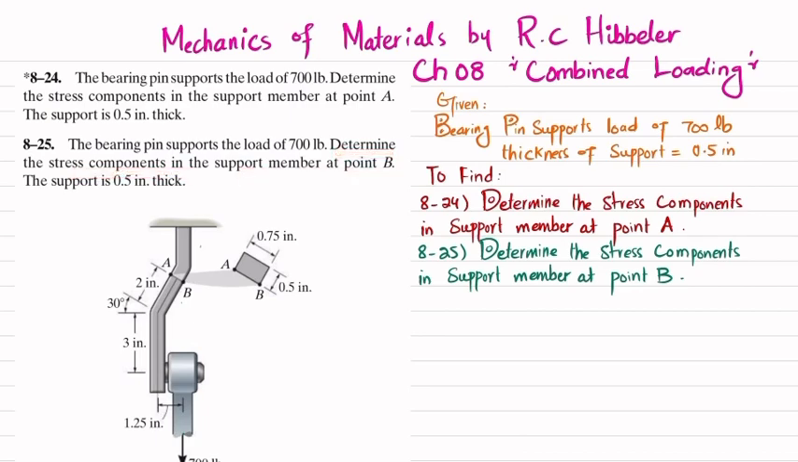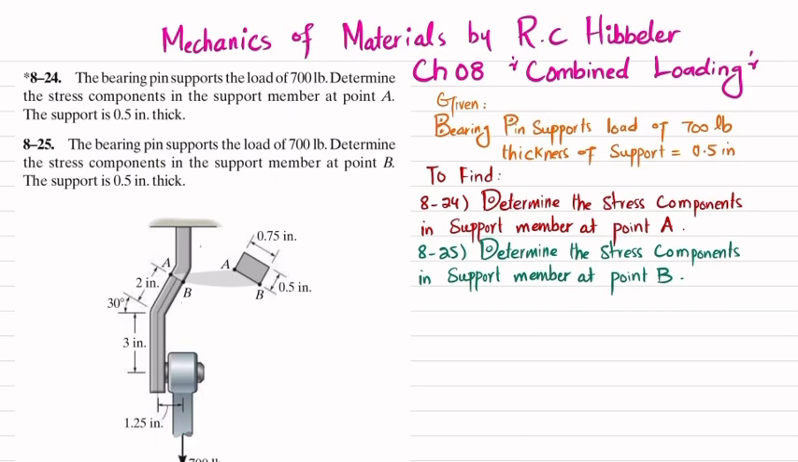So you can see this is the bearing pin that supports 700 pound force. So you have to determine the stress component at point A and at point B. The thickness is shown over here. You can see this is point A, this is point B, and inside this screen you can see the thickness is 0.5 inch. So let's start with the solution.